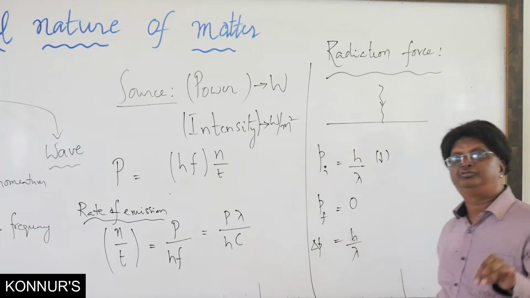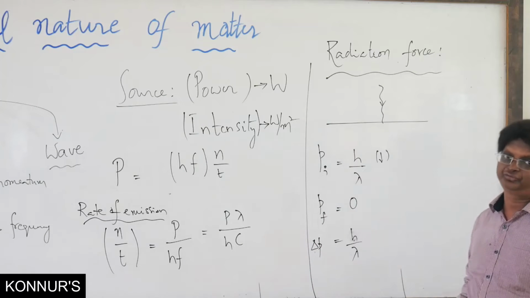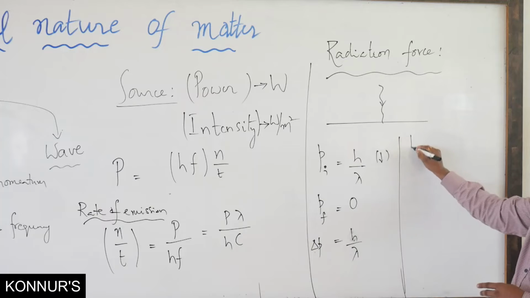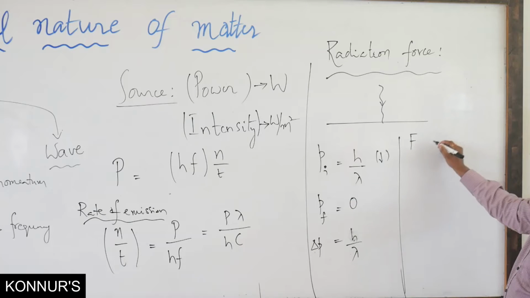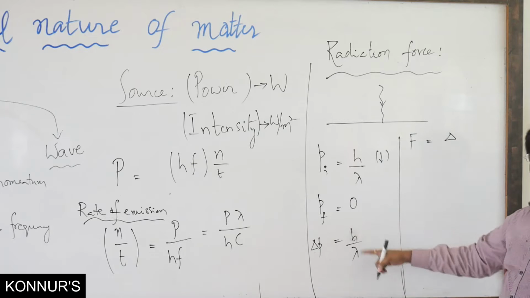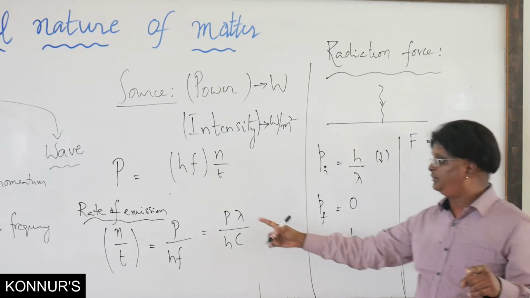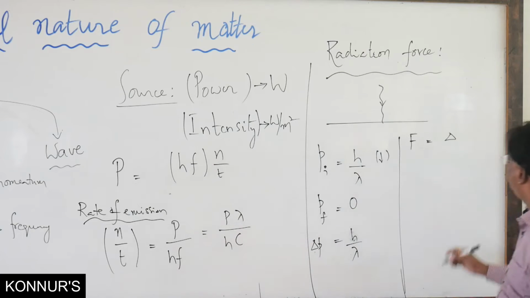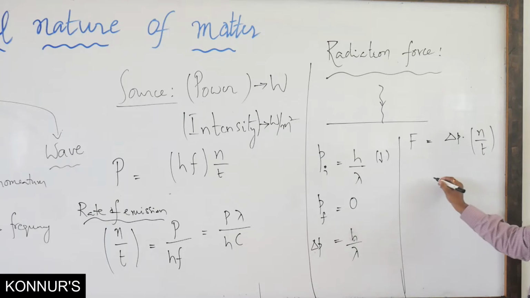Whenever there is a change of momentum, either in magnitude or direction, the rate of change of momentum gives rise to force. That is the concept here. Therefore, what will be that force according to Newton's second law, the rate of change of momentum? Delta P is equal to h by lambda for each photon. Suppose the rate of emission is N by t, then the rate of change of momentum per second is delta P times N by t.